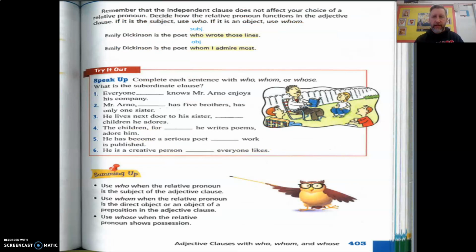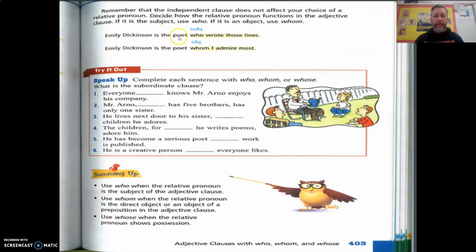And there you see the couple examples on top of page 403. It says, remember, first of all, that the independent clause does not affect your choice of a relative pronoun. It says, decide how the relative pronoun functions in the adjective clause. If it is the subject, use who. If it is an object, use whom. It's kind of similar to what I said. So notice that the independent clause in each of these sentences is exactly the same. Emily Dickinson is the poet.